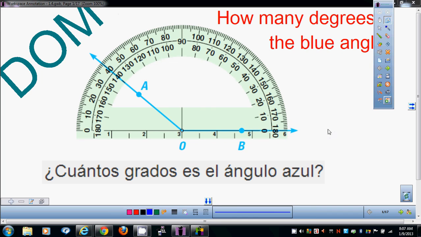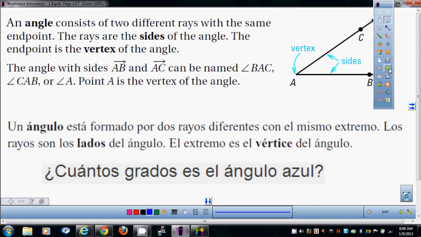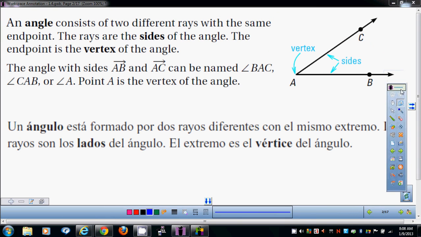140 degrees is what you should have gotten for your DOM. So, questions on the DOM? Here we go. Okay, here's the first piece of vocab that, if you record notes, you may want to get in your notes. This is 1.4.